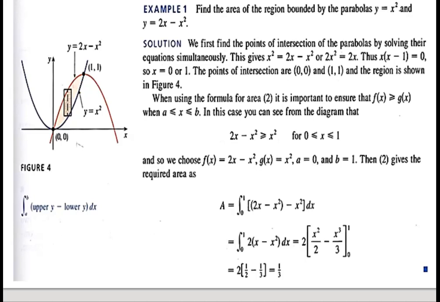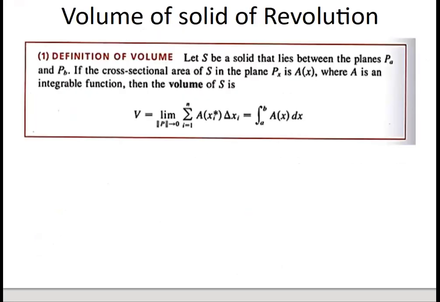Yes, sir. Good. Let's switch to another little application, and this has to do with finding volumes. Basically, when it comes to finding volume, just like you did with area, when you were dealing with area, you took a strip and divided the area into little strips. In the case of volume, you're going to take an area now and move it through an entire interval.